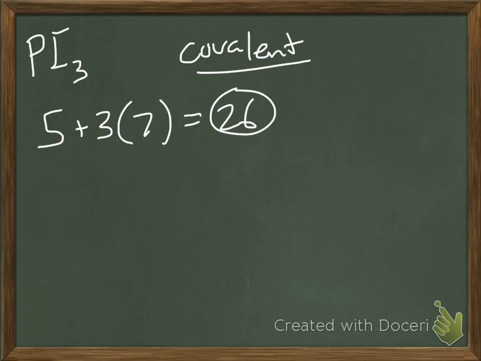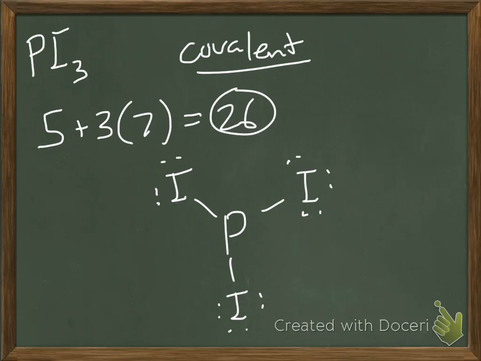Put your phosphorus in the middle. Put your 3 iodines around the outside. And now the next step is just to add our electrons. We've got to have 26, so I'm just going to go ahead and assume that I'm going to fill up all these iodines. They all need to have 8 valence electrons. So fill them in like that.